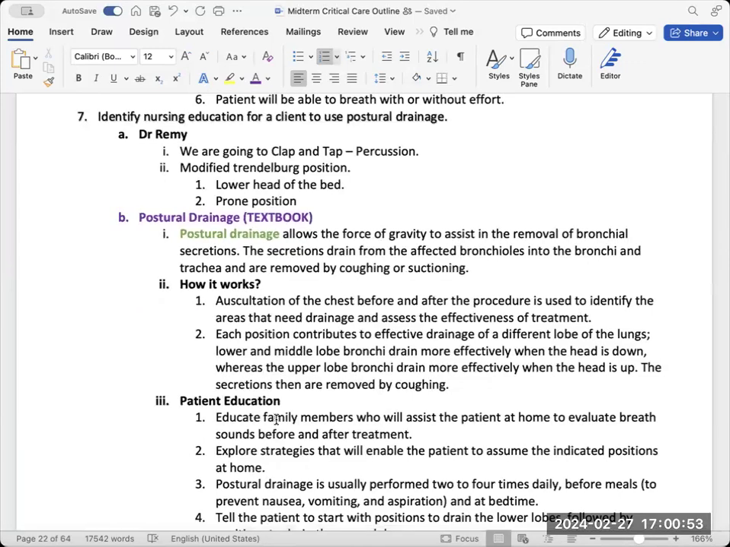Okay. The next thing is to identify nursing education for a client using postural drainage. So I heard Dr. Remy say clap and tap. If anybody wants to explain what that is, I searched it up and they said it's a type of percussion, as well as modified Trendelenburg, and basically you want to put them in a prone position. Does anybody have anything else to add? I do have a few more things I will add, but I just want to know if there's anything else specifically that she said.